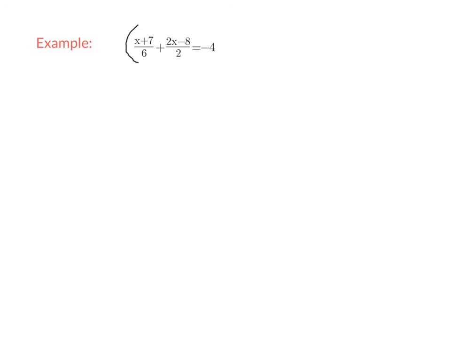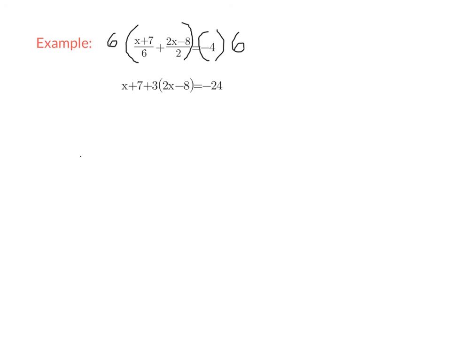So if I take the left side and multiply by 6, and take the right side and multiply by 6, and distribute, I'm going to end up with 6 times the first plus 6 times the second is equal to 6 times minus 4. And our result is going to look like this. So now, notice the first 6 has canceled, so we're just left with x plus 7. Distributing to the second term, 2 has gone into 6 3 times, so I've got 3 times (2x minus 8). And then, of course, equals 6 times minus 4, which is minus 24.